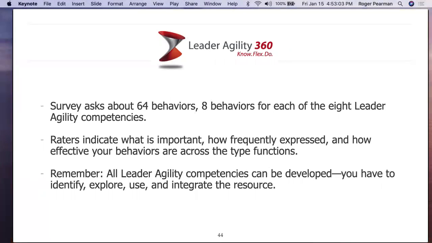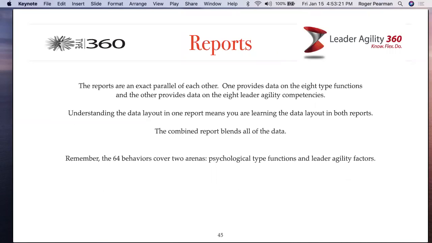With Leader Agility, we know that the same behaviors are being asked, but they're reorganized and cover the agility competencies, which we know can be developed once we understand how they're being perceived and experienced by those that we're trying to lead. Now, the reports are organized in terms of categories, and the way the data is laid out is the same, but the organization of the items is different because the model from type or leader agility is different.